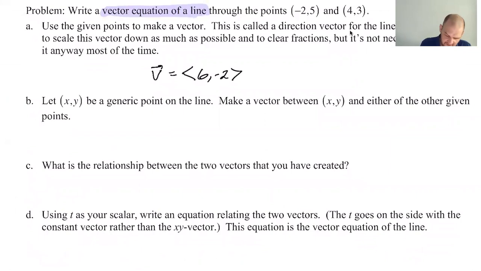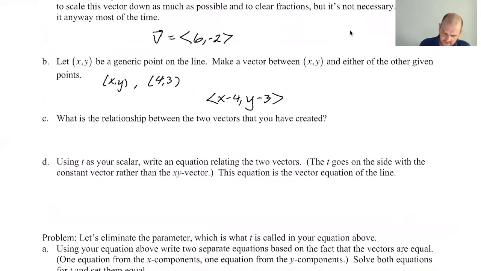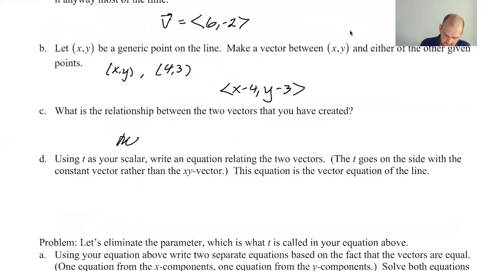So then we have x, y, and we used 4, 3. And we created another vector. And that vector I think of as the generic vector. So we make a generic vector. And so the whole idea is that the vectors are parallel because they come from the same line.